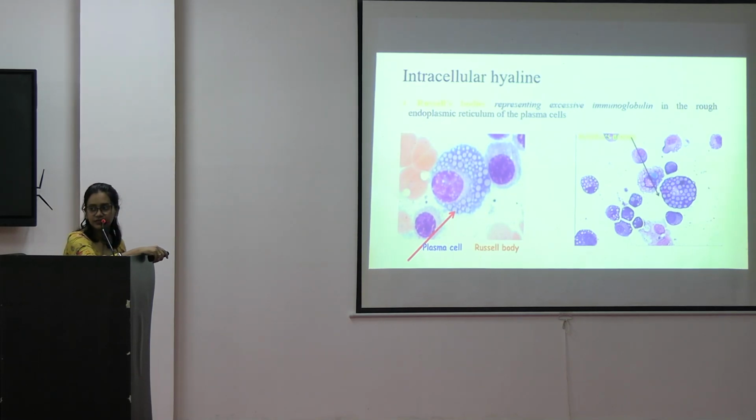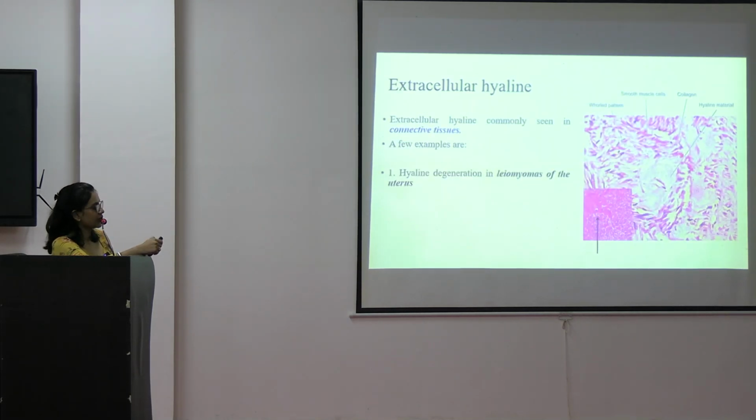Okay. So extracellular hyaline is seen when it is present in the connective tissue. One example is hyaline degeneration of leiomyomas. What is a leiomyoma? Are you aware of the more common term fibroid? No? So it is a benign neoplasm of the uterus.